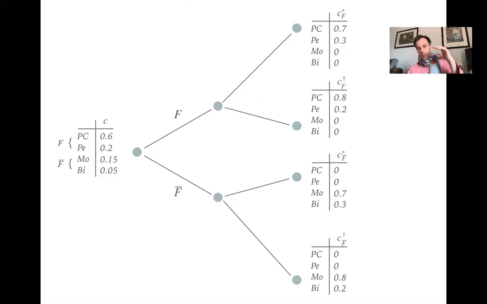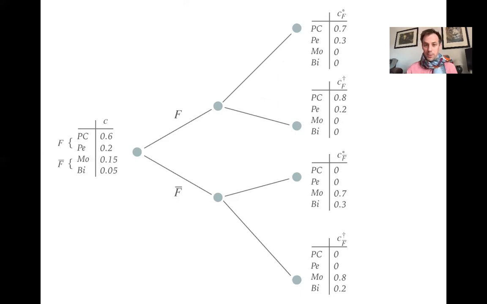Both of them give no credence to Mobile and Biloxi. The first one gives 70% credence to Panama City, 30% to Pensacola, so it doesn't retain the ratio between the two of them. The second one similarly doesn't retain the ratio between the two of them. It gives 80% to Panama City, 20% to Pensacola. And then if I learn not Florida, it's the same two options, but flipped. So I'm either going to give 70% to Mobile and 30% to Biloxi, or 80% to Mobile and 20% to Biloxi.